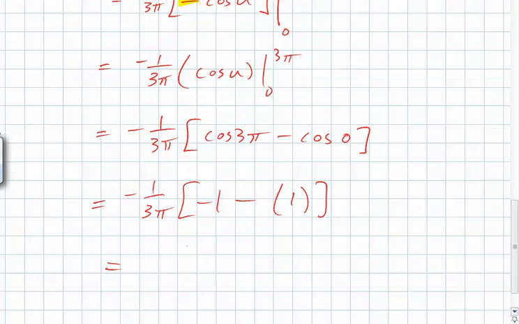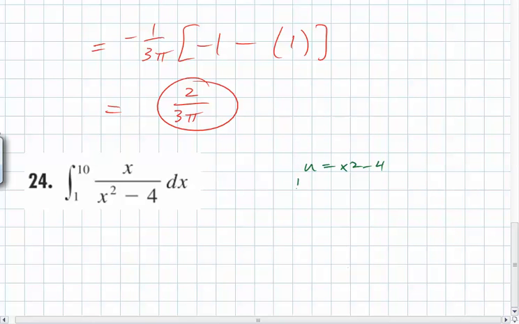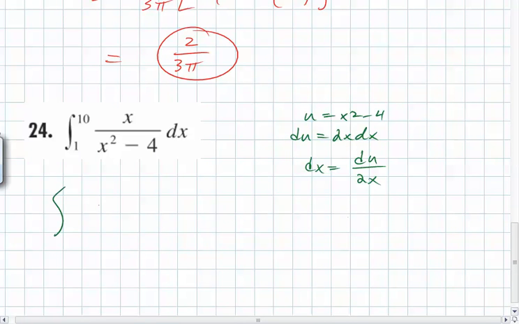Right. You end up with an issue, right? Yeah. So what did you try for u? x squared. That's a great pick. So du is equal to 2x dx. So what does dx equal? du over what? 2x. So what do you end up with? The integral of x over u times what?